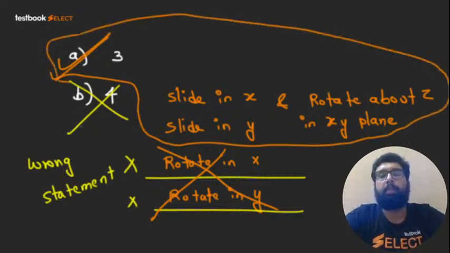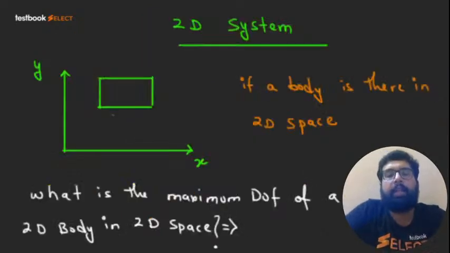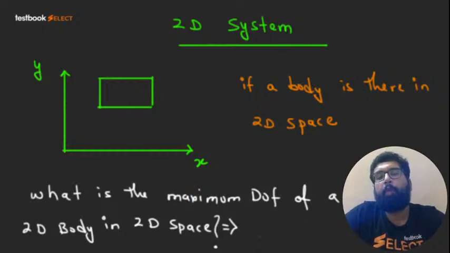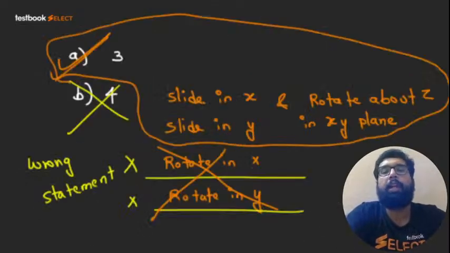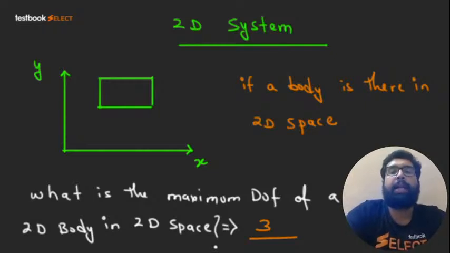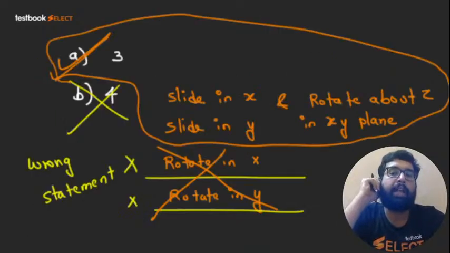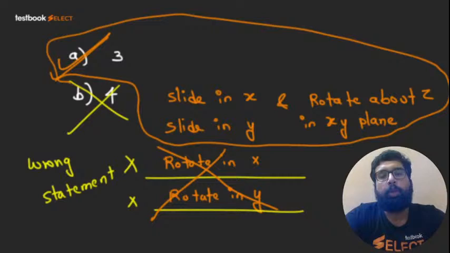So our two-dimensional body in the space has maximum 3 degrees of freedom. What is the maximum degree of freedom of a 2D body in a 2D space? It is 3: 2 reciprocation and 1 rotation. The rotation is actually not happening either about x or y, but it is happening about z, because this body can only rotate in this plane xy. So rotate about z in xy plane. Getting my point, beta? This body can rotate not about x, not about y, but about z direction in one plane, that is xy plane.